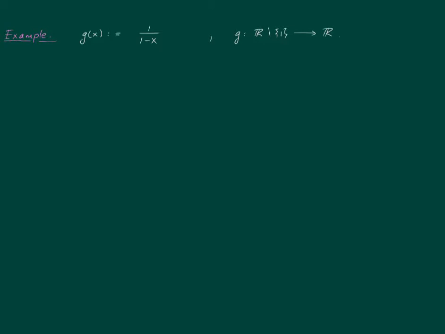Now, for absolute value of x less than 1, g of x is just 1 over 1 minus x, but using the formula for a geometric series, here I have an x instead of an r, but it doesn't matter what letter I use. This is the sum of x to the n: 1 plus x plus x squared plus x cubed, etc.